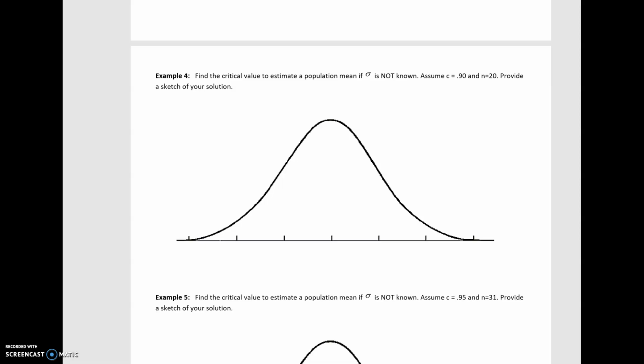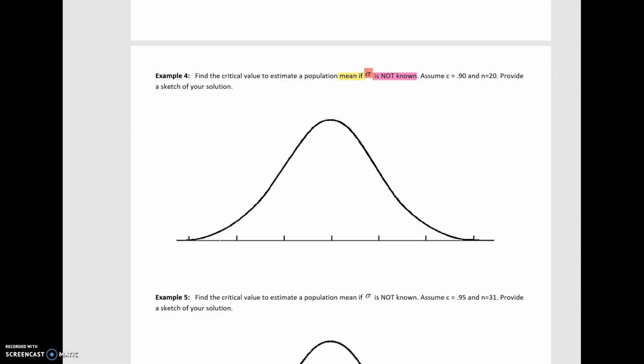Hello class, let's take a look at example 4. Now this is what we're encountering in example 4. So you're still estimating the parameter, in this case the mean, but we have some major change that we haven't actually talked about yet. And this is the idea that sigma's not known.